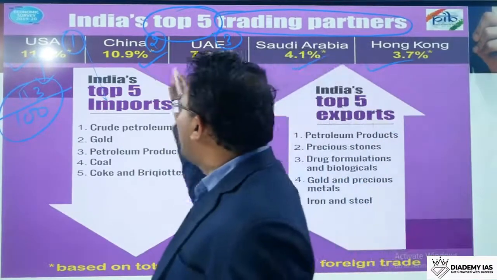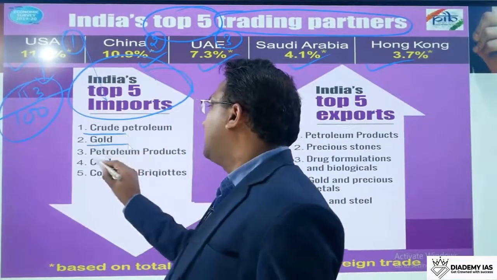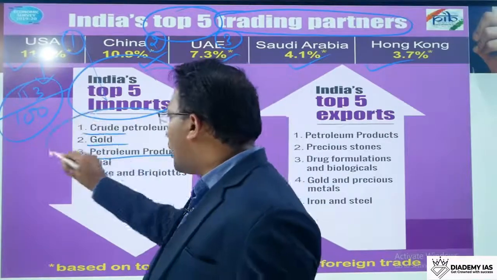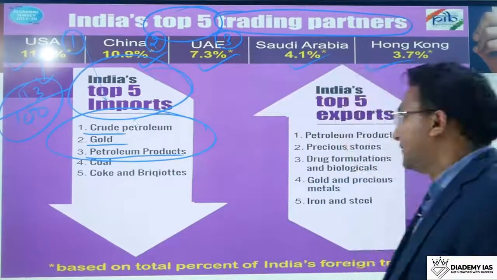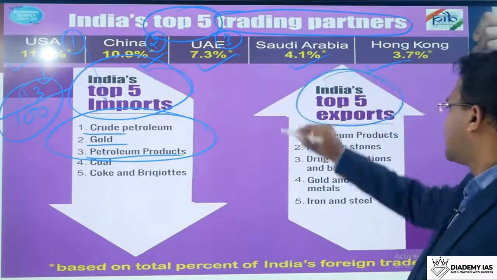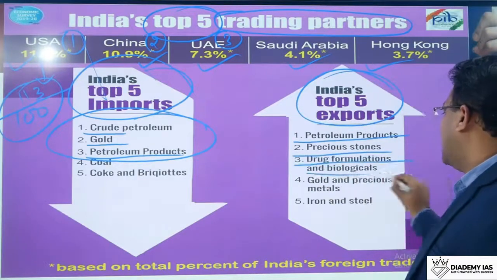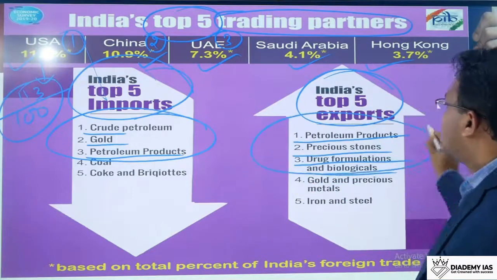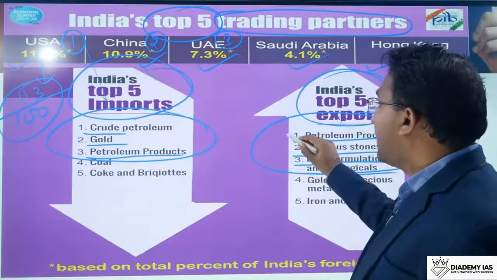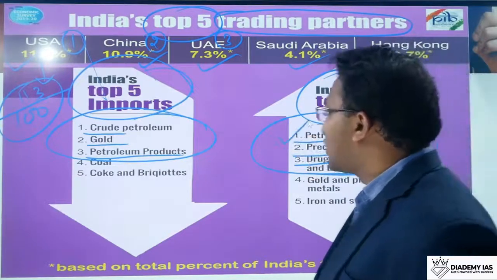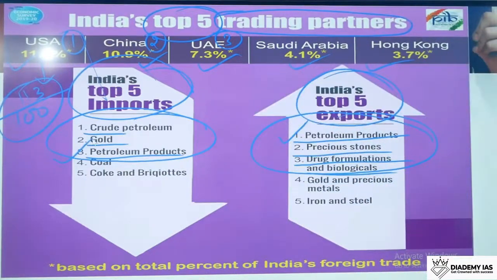Now what are India's top five import items? First is crude petroleum, second is gold, and third is petroleum products. You should always know top three items: crude petroleum, gold, and petroleum products. India's top five exports: petroleum products, precious stones, and drug formulations and biologicals. So these are the three topmost export items. You can see petroleum products are in the first place as far as export is concerned, in the third place as far as the imports are concerned.